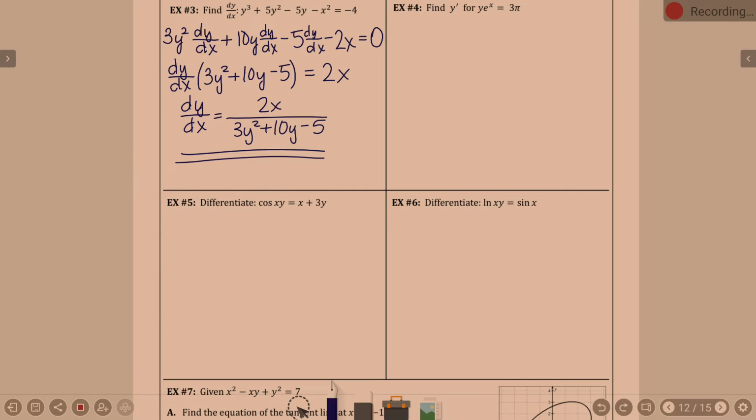Now, 4 says find y prime. Same thing. y prime is just another form of dy dx, right? We understand that. y prime is just another way to say dy dx. Technically, instead of using dy dx's, you could use a y prime every time. But with y primes and y's, you overlook a prime mark.